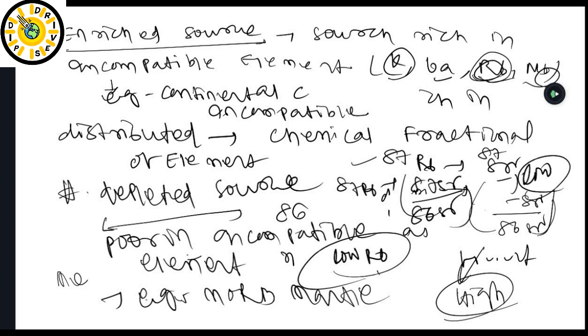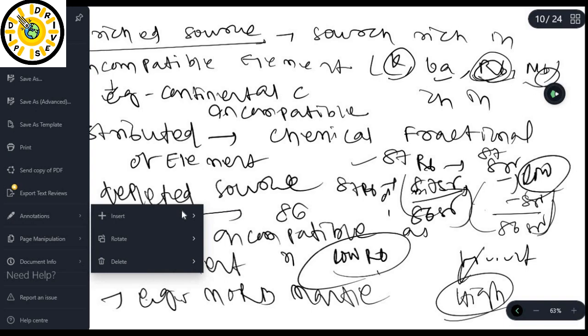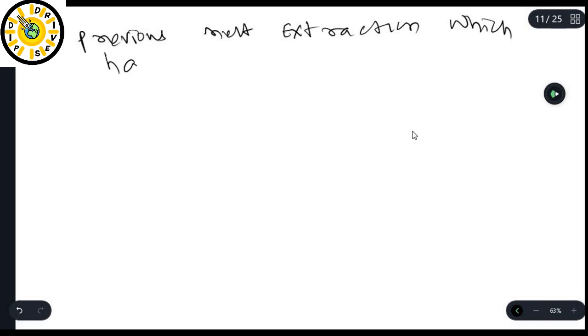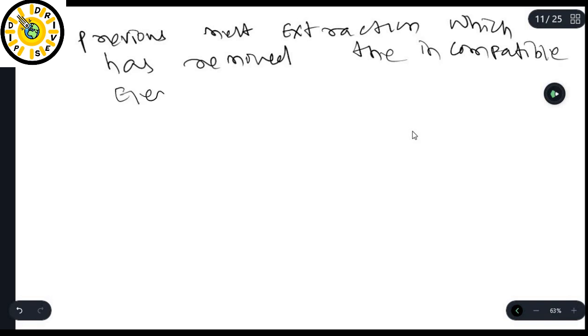Because what happens is previous melt extraction has removed the incompatible element, right? So normally, if all the extraction has happened, there will be no incompatible element remaining. The previous melt extraction, if all the melt has removed the incompatible element, so that's why it is the depleted source.